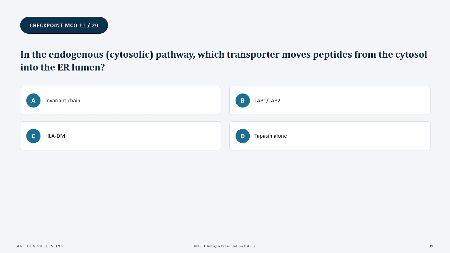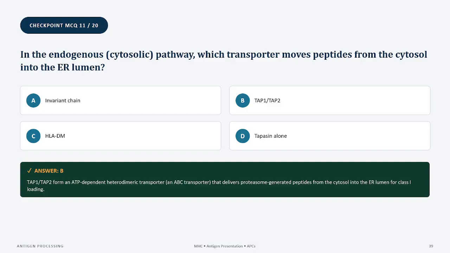So maybe try out these questions. In the endogenous pathway, which transporter moves peptides from the cytosol into the ER lumen? Yes, the TAP1, TAP2 forms an ATP-dependent heterodimeric transporter that delivers the proteasome generated peptides from the cytosol into the ER lumen for the class 1 loading.